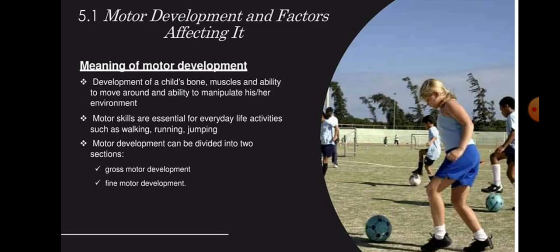Now today we will start chapter number 5, and today's topic is motor development. So first, what do you mean by motor development? The development of a child's bones, muscles, and ability to move around and manipulate the environment is called motor development. Motor development means development of a child, not a human adult in general.